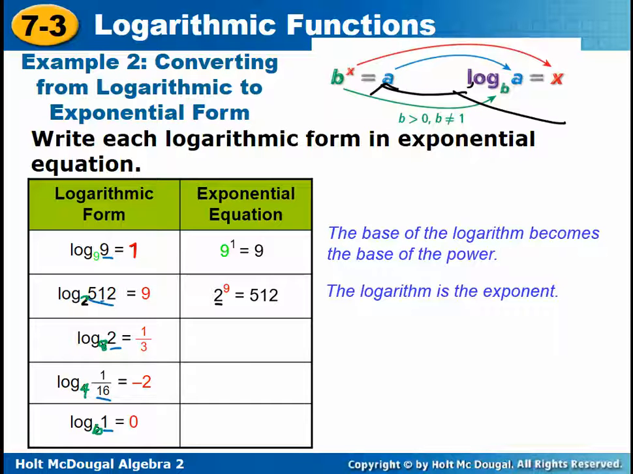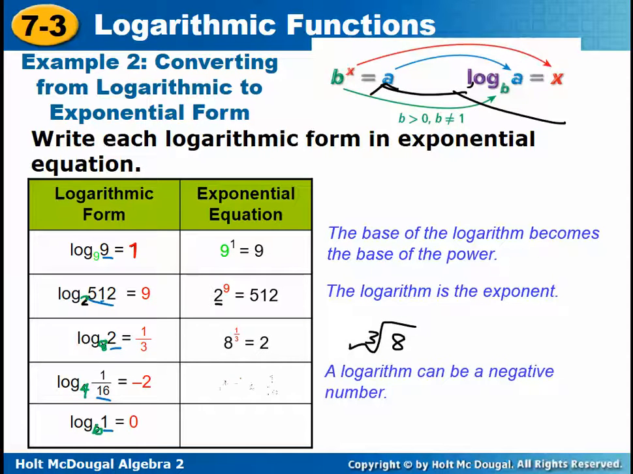The third one, our base is 8, and it'll be raised to the 1/3 power. So 8 to the 1/3 is 2. That's the same, by the way, as saying we have the cube root of 8. That's just another way of writing it, 8 to the 1/3. In the next problem, we would have a base of 4, an exponent of -2, and then that will be equal to 1/16. 4 to the -2 is 1/16. A log can be a negative number, and an exponent can be negative. And then the last one, this is similar to what we looked at before. Any base to the 0 power is equal to 1. So b to the 0 equals 1.